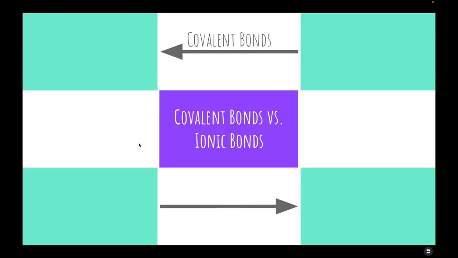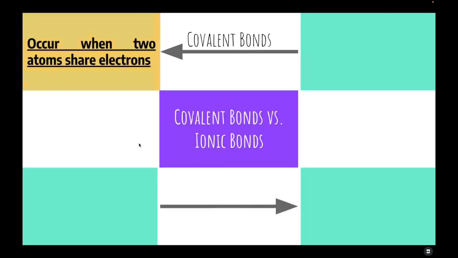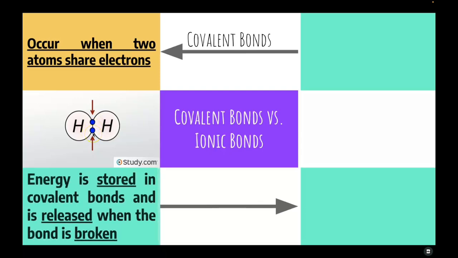And so covalent bonds are the sharing of electrons between atoms. So here you can see that they're sharing electrons, and energy is stored in covalent bonds and is released when the bond is broken. So you always see energy stored in these covalent bonds.